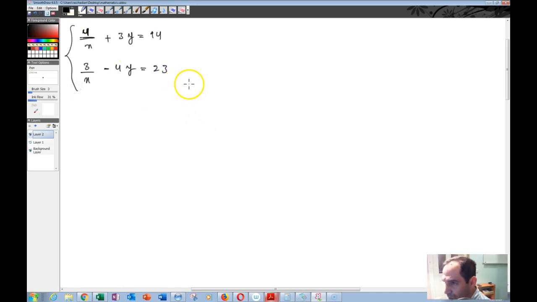So what you can do is that, of course, you don't have to substitute anything for your y, but for your x you have to do something, meaning that you can write this as 4 times 1 by x plus 3 times y is equal to 14, and 3 times 1 by x minus 4 times y is equal to 23.